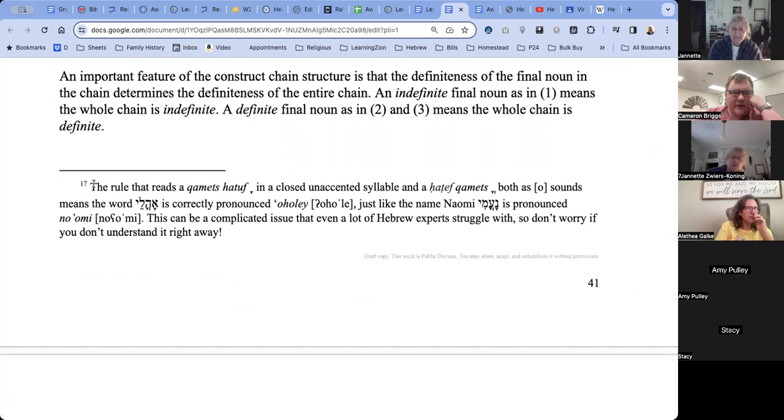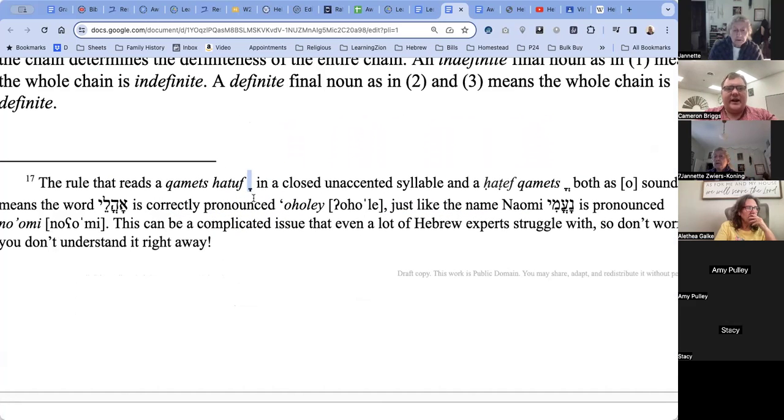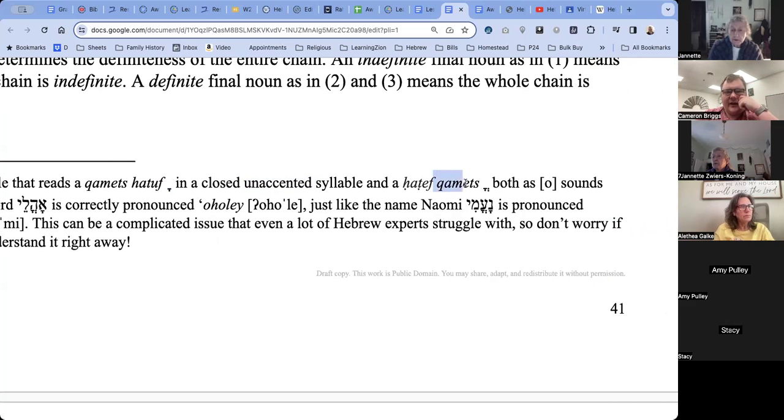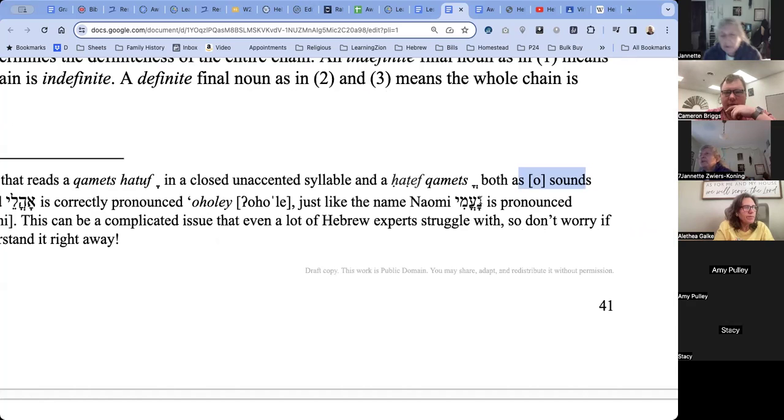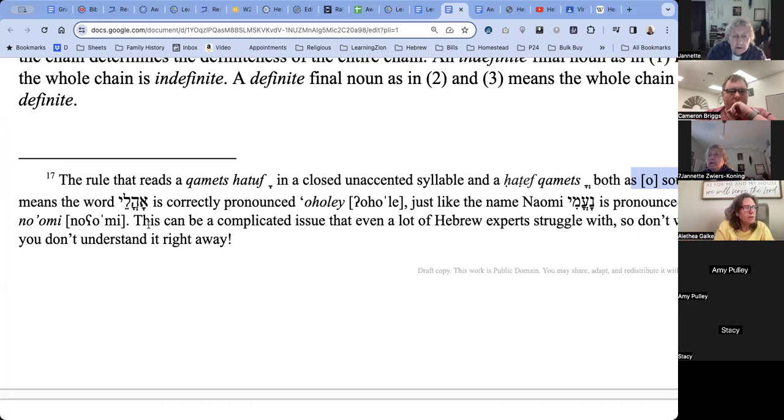All right. And then this footnote here is talking about the pronunciation of that hatef kamatz. So the rule that reads a kamatz hatuf, so the patach is a closed, unaccented syllable, and a hatef kametz, both as O sounds, means that the word ahole is correctly pronounced oholey, just like the name Naomi. Yeah, Naomi.